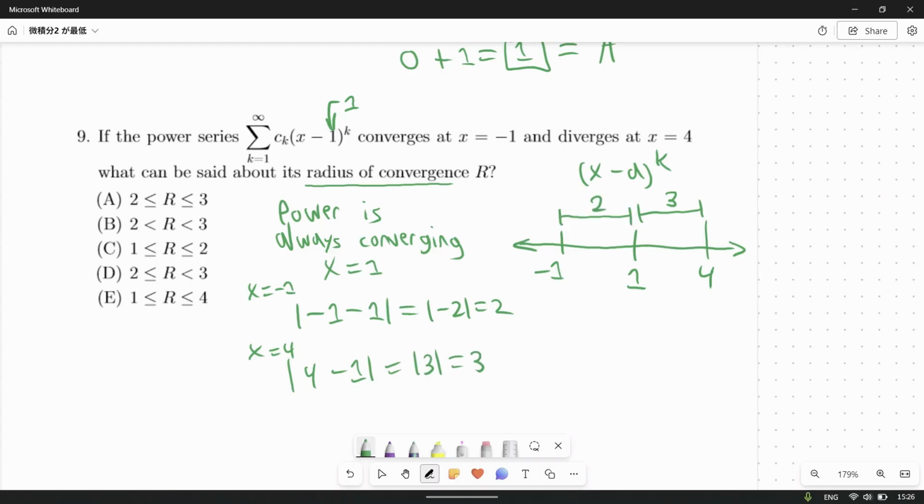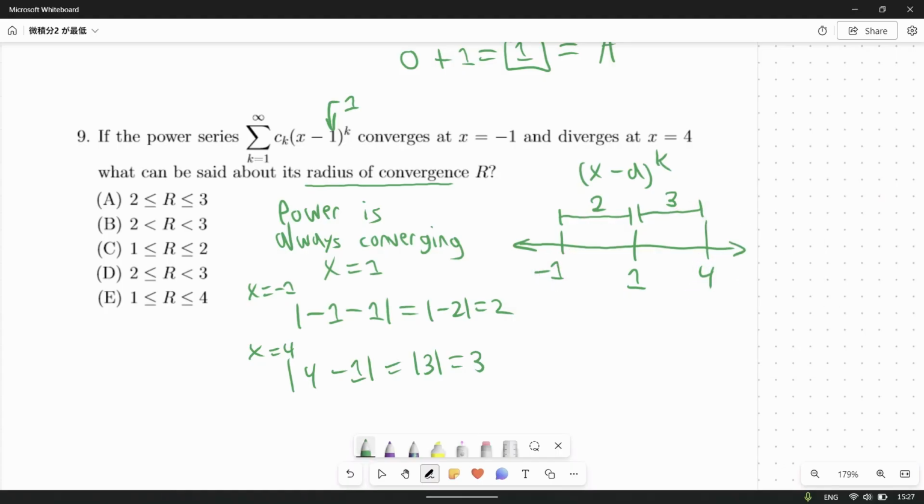Now that we know the distances from our baseline to the convergence and divergence points given to us are 2 and 3, our radius of convergence depends on these distances, rather than these points. If we were dealing with an interval of convergence, then it would deal with these points. But we're dealing with a radius of convergence, so we have to ignore these points and focus on these two distances.